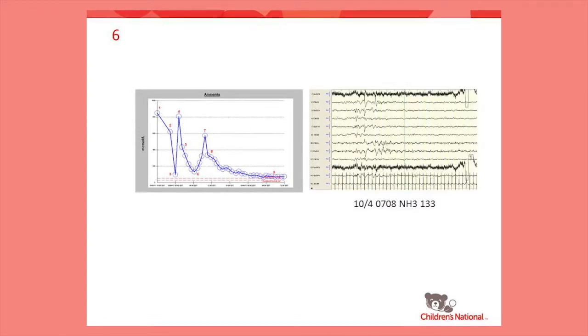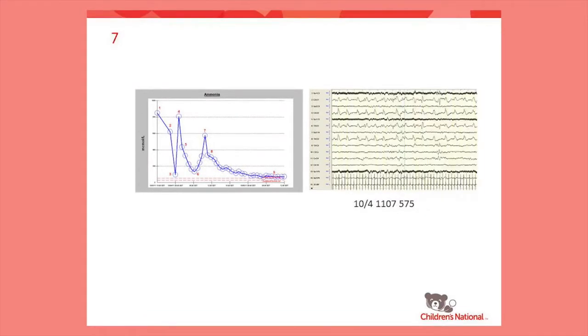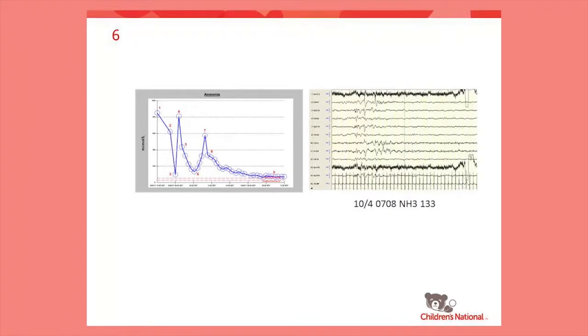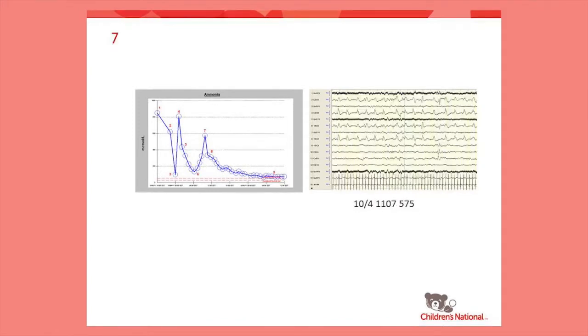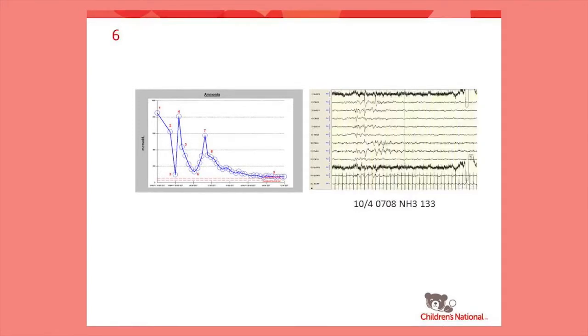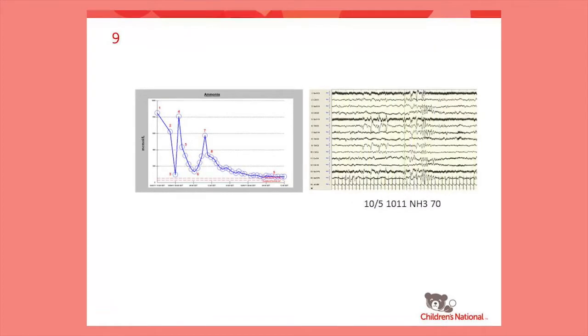And then as you go along, you see this activity back again. One of the challenges here is that as the ammonia comes down and the neurons start to activate again, they're hyperactive and you can have a seizure, a frank seizure, at that point too. So it's something to watch out for as the patient recovers.